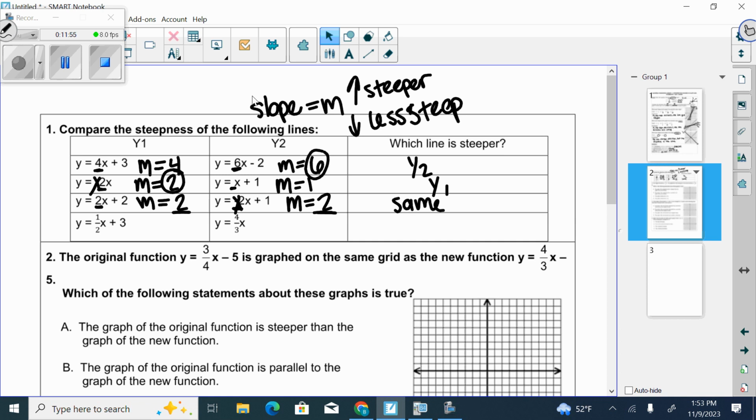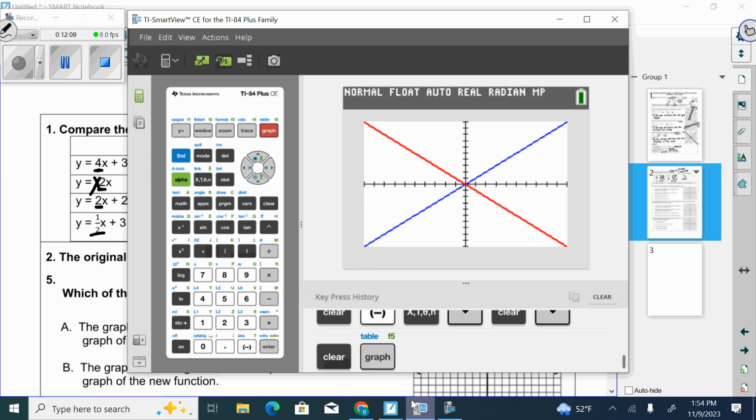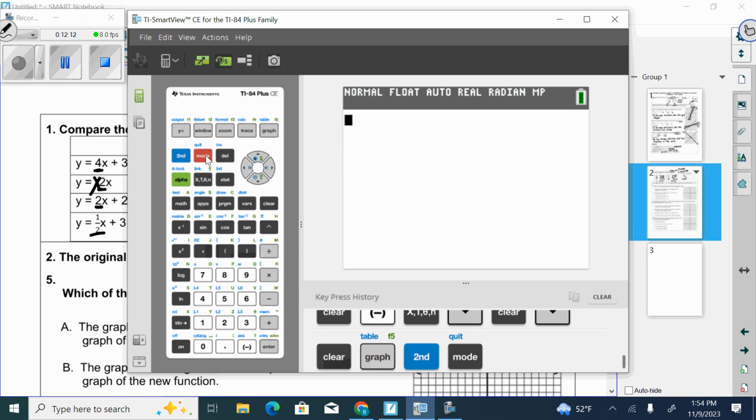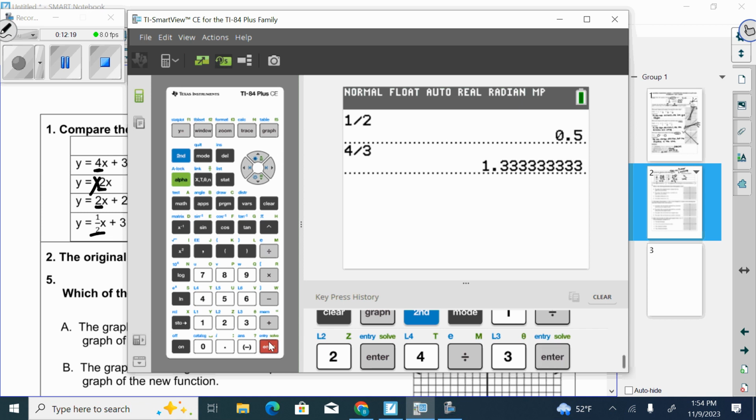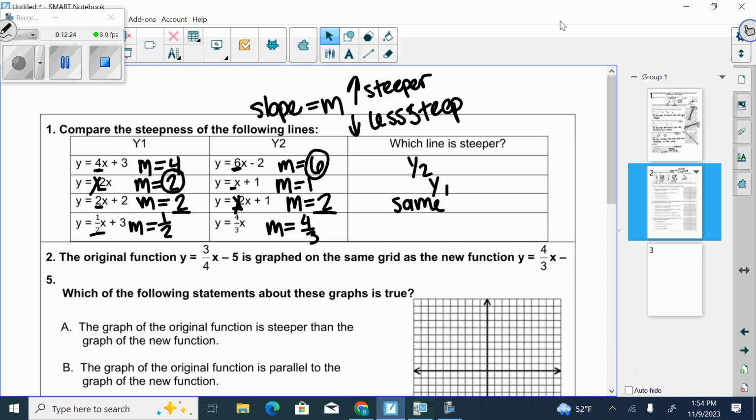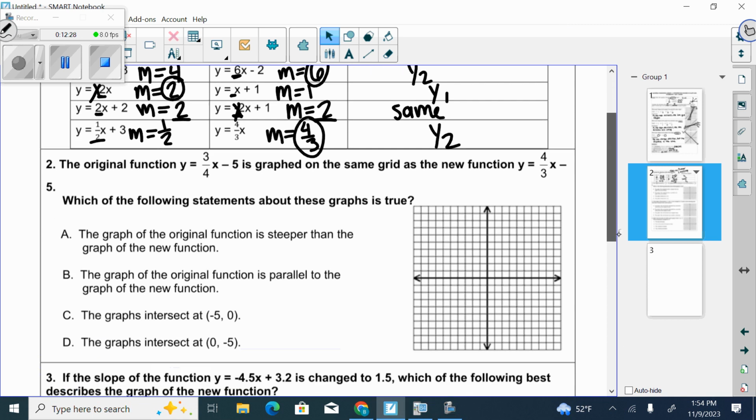All right, and then lastly, here my slope is 1/2, and here my slope is 4/3. If we're unsure which one is bigger, we can always type those in our calculator to see. 1 divided by 2 is 0.5, and 4 divided by 3 is 1.3 repeating. Therefore, 4/3 is going to be larger, which makes y2 the steeper of the two equations.